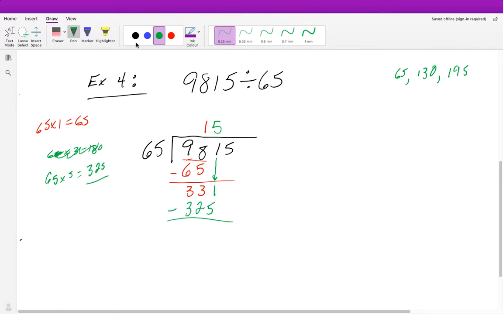And now I will subtract. Well, I need to carry this one over, so this gives me 6. I'm sorry, this should have been a 2, not a 1. And 2 minus 2 is 0, and 3 minus 3 is 0, so we just have that 6. We bring down that 5 now, and how many times does 65 go into 65? That is 1 time. So 9,815 divided by 65 is 151.